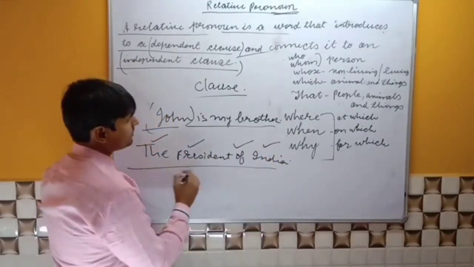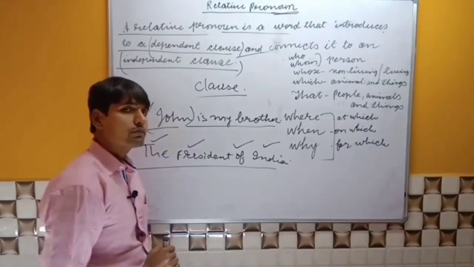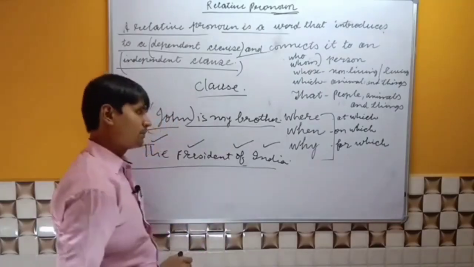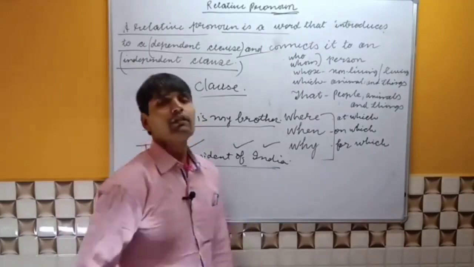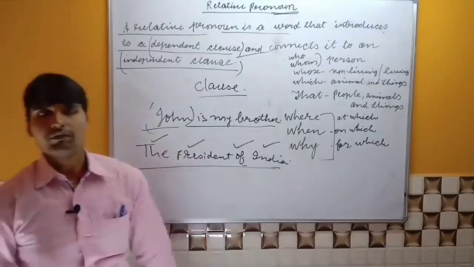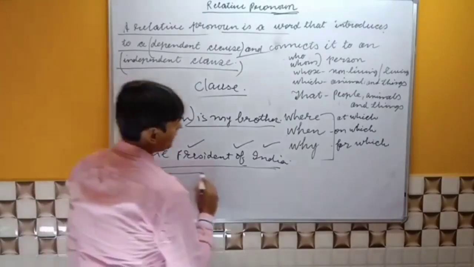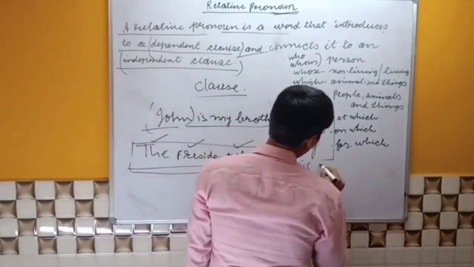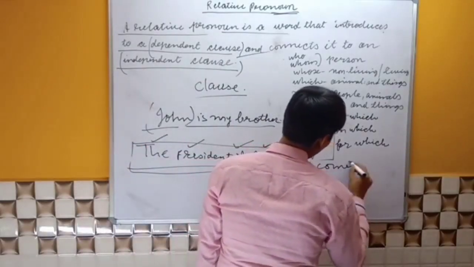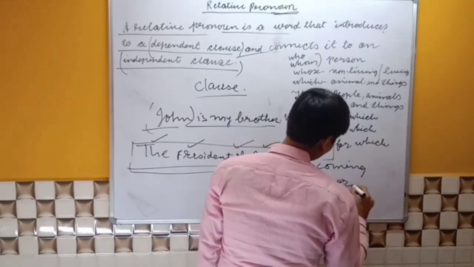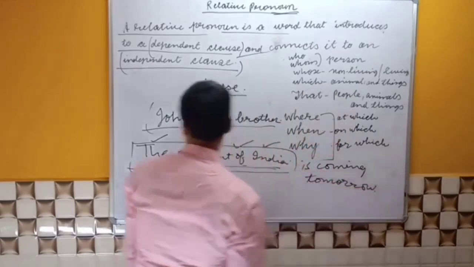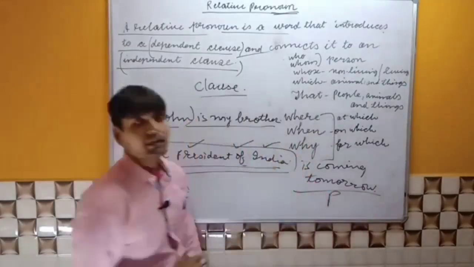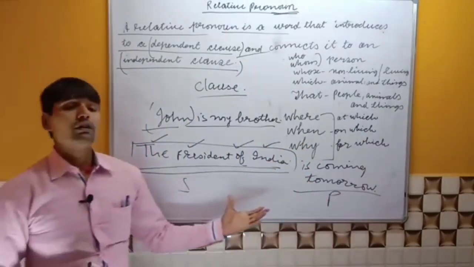So the is an article, president, you already know what kind of noun it is, it is a common noun. Of is a preposition, and India is also a noun. What kind of noun? It is a proper noun. So with the help of these 4 words we are making a sentence: The president of India is coming tomorrow. Now the president of India is a subject and is coming tomorrow is the predicate. So it is also a sentence.